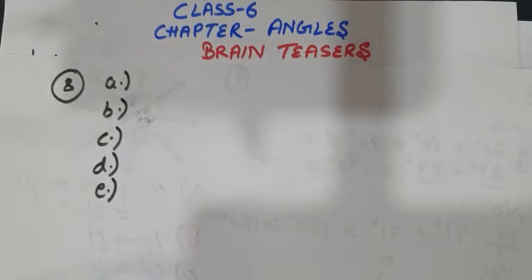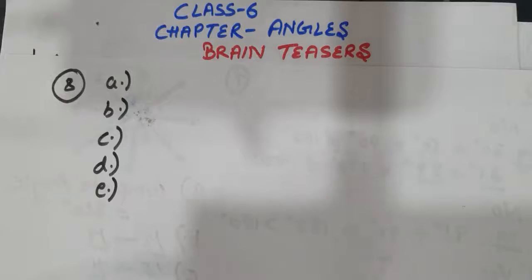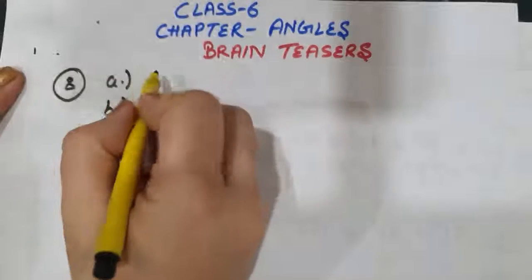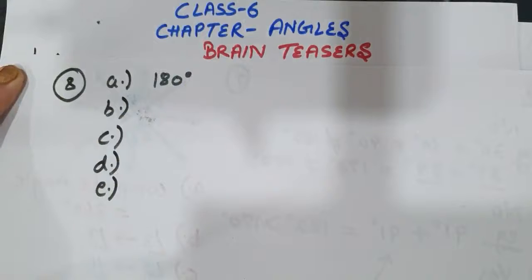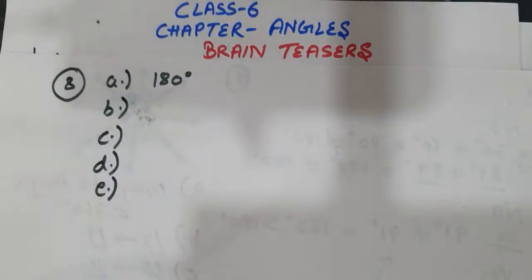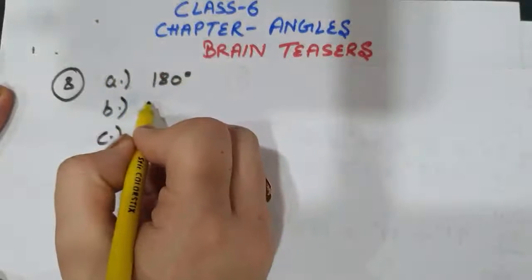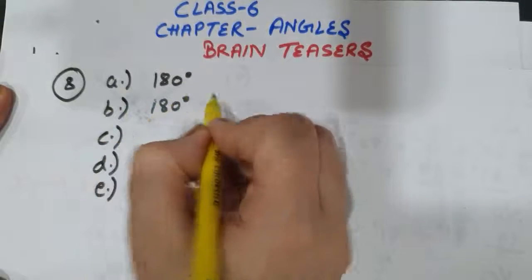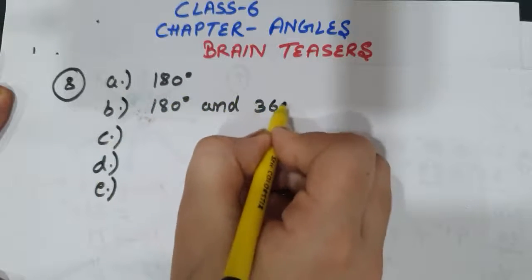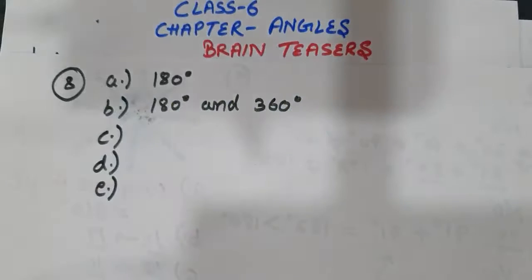Question number 8 is fill in the blanks, and by now you all must be knowing everything related to the chapter. Let us see the first one. Sum of the angles forming a linear pair is always equal to how many degrees? Linear pair sum is always equal to 180 degree. A reflex angle lies between dash degree and dash degree. A reflex angle is always greater than 180 degree and less than 360 degree. So it will be between 180 and 360.